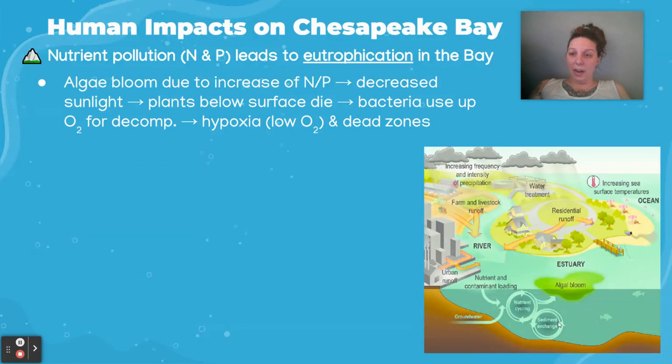And then when they die, the bacteria that are in the water are going to use up all the oxygen in the water while they're decomposing those dead plants. And this is a positive feedback loop, remember? As they use up the oxygen, more things die, and then as they break them down, they use up more oxygen, and so it just makes the cycle worse and worse and worse. And this leads to hypoxia, which is just low oxygen, and dead zones where nothing can live.